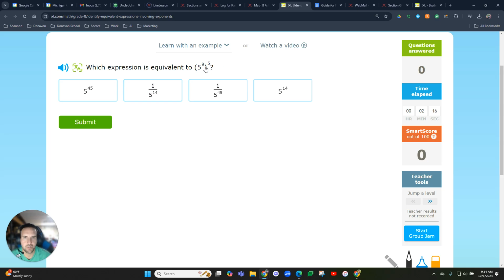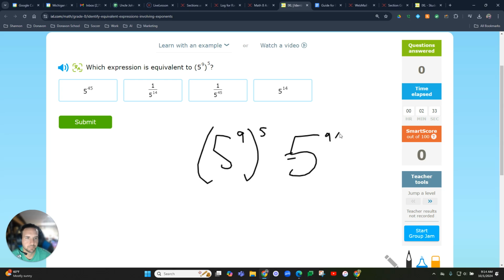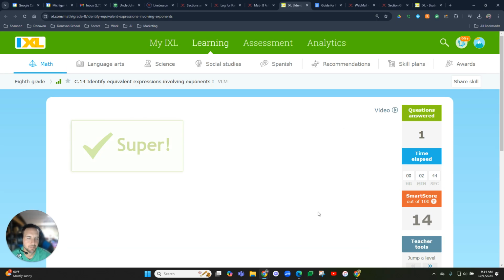So this one's a pretty straightforward one. This is a power of a power rule. So power of a power rule, remember, says that when you have an exponent of an exponent, you just multiply the exponents. So 9 times 5 in this case. So 5 to the 9 times 5 power is equal to 5 to the 45th power. That answer is here and it's available, so we're just going to go ahead and pick that one.